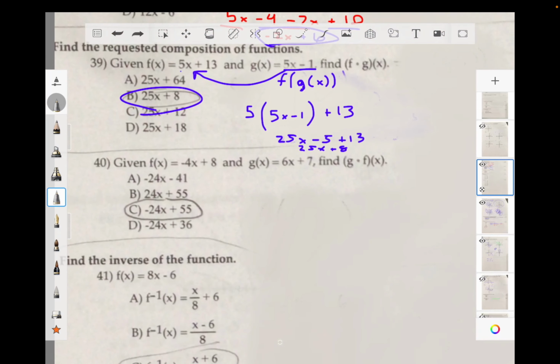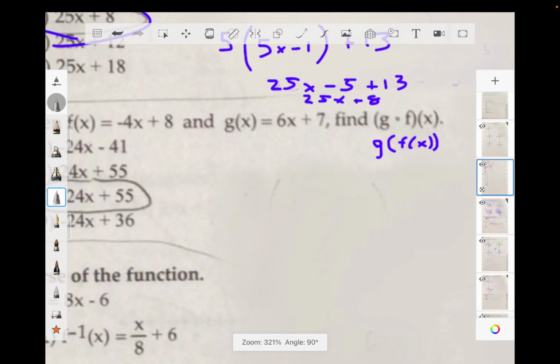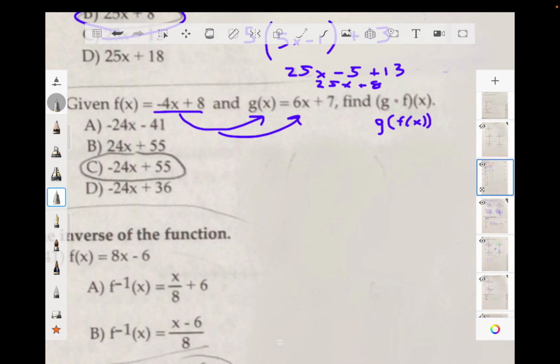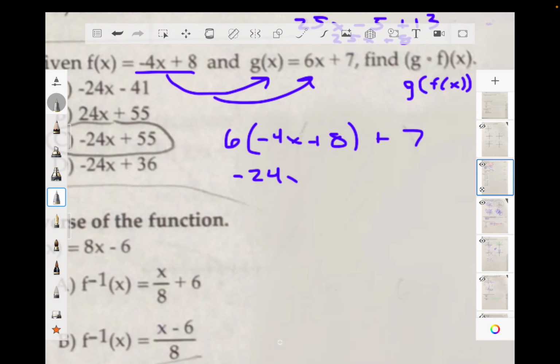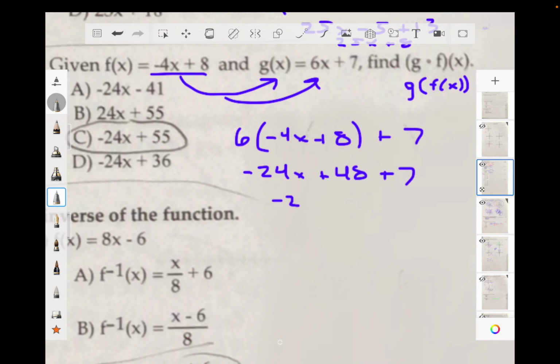Okay, this one is g of f of x. So we're putting whatever f of x is into this x. So 6 times negative 4x plus 8, plus 7, negative 24x plus 48 plus 7. 48 plus 7 is 55, so it's going to be negative 24x plus 55.